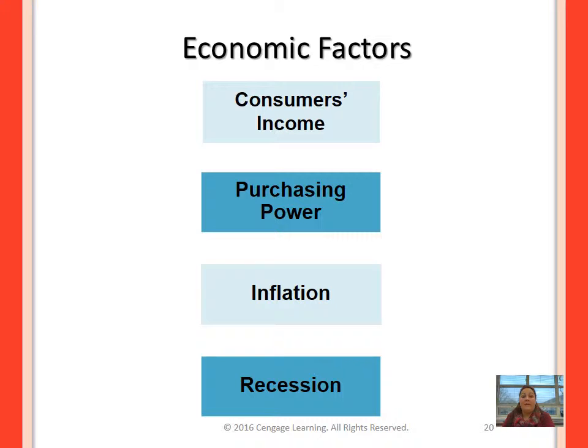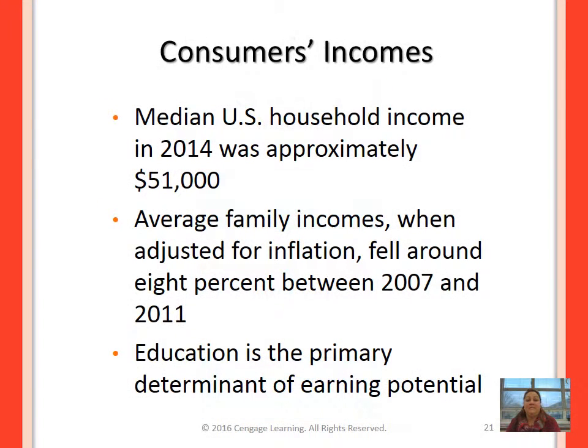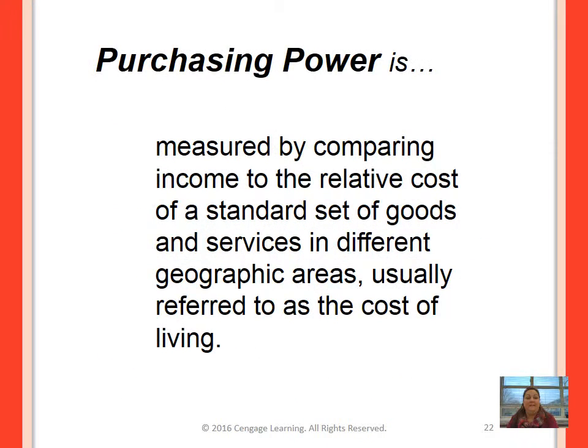The 4 economic areas of greatest concern to marketers are consumer income, their purchasing power, inflation, and recession. Incomes fell the most in the Southwest and Florida. These are also the areas with the largest declines in home values and housing construction. Increased standards of living are a function of purchasing power. When income is high relative to the cost of living, people have more discretionary income.